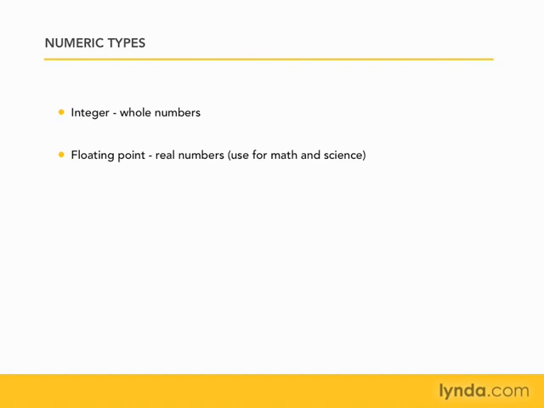There are three major kinds of numeric types: integer types, floating point types, and fixed point types. Integer types are for storing whole numbers, that is, numbers that don't have a decimal point or a fractional part. Numbers like 1, 2, 3, and 4. Floating point types are for storing real numbers, numbers like 3.14159 or 147.39.